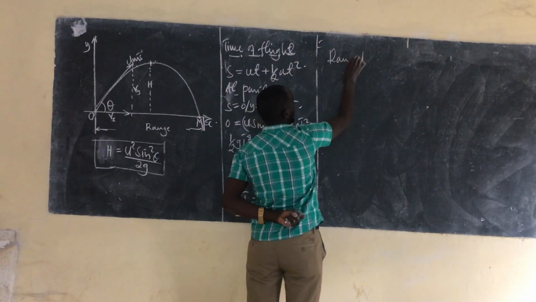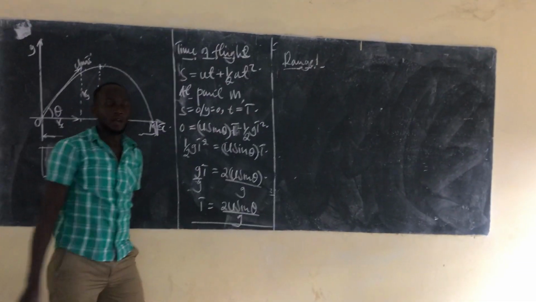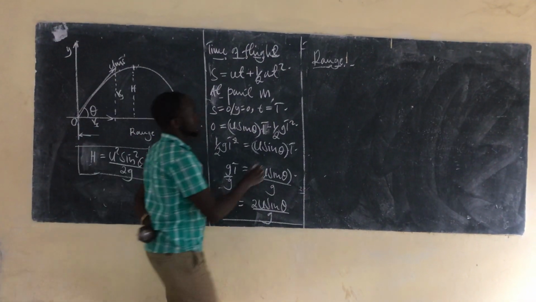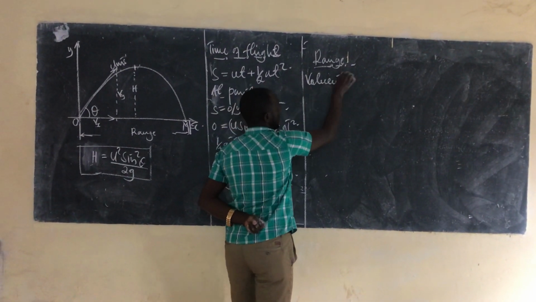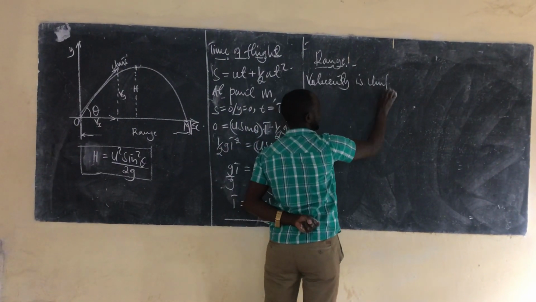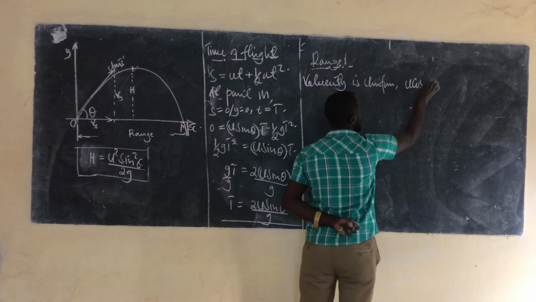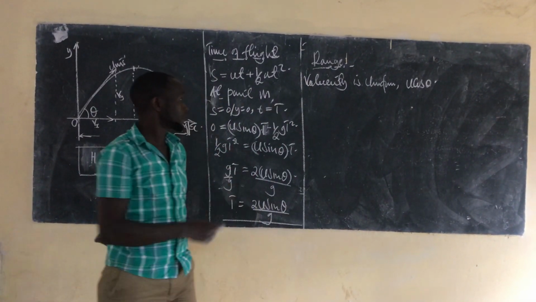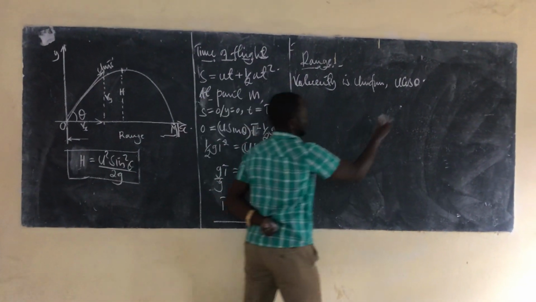Range is what we need now. When you look at it, we are talking about the horizontal distance. So remember, velocity is uniform. We have uniform velocity, which is u cos theta. That's the uniform velocity that we are having horizontally.